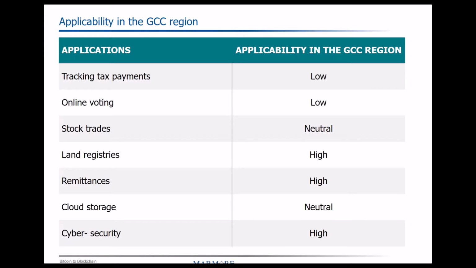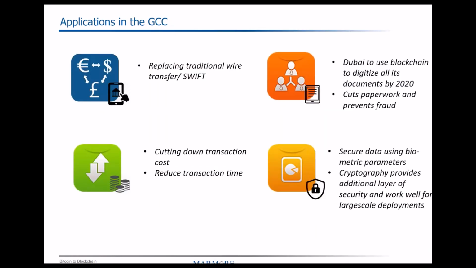So there are three areas where we see the blockchain could be applied in the GCC region. One is land registration, the other one is remittances, and cyber security. In terms of remittances, the traditional wire or the check transfer, or even the SWIFT method, they take around 2 to 3 days to complete. So shifting to a blockchain-based model will reduce that time to minutes instead of days.